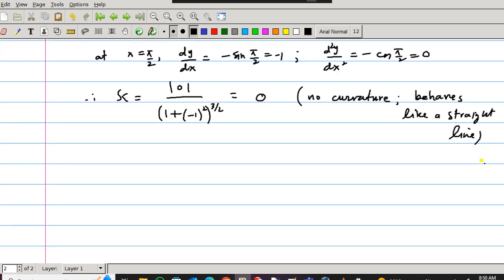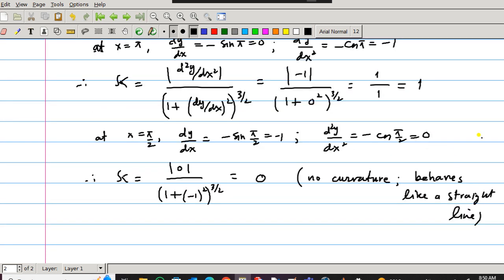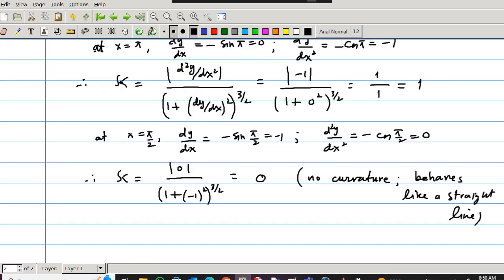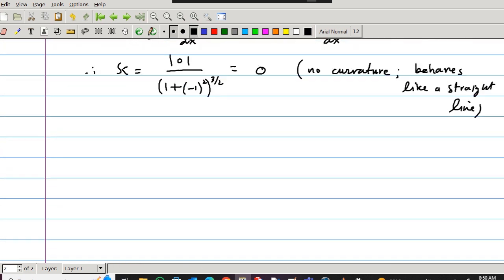If curvature is small, there is no radius of curvature. Sorry, not small, 0. If curvature is 0, radius of curvature is not defined, because radius of curvature is 1 over kappa. So that is 1 over 0, which is infinity. So we do not define radius of curvature here.